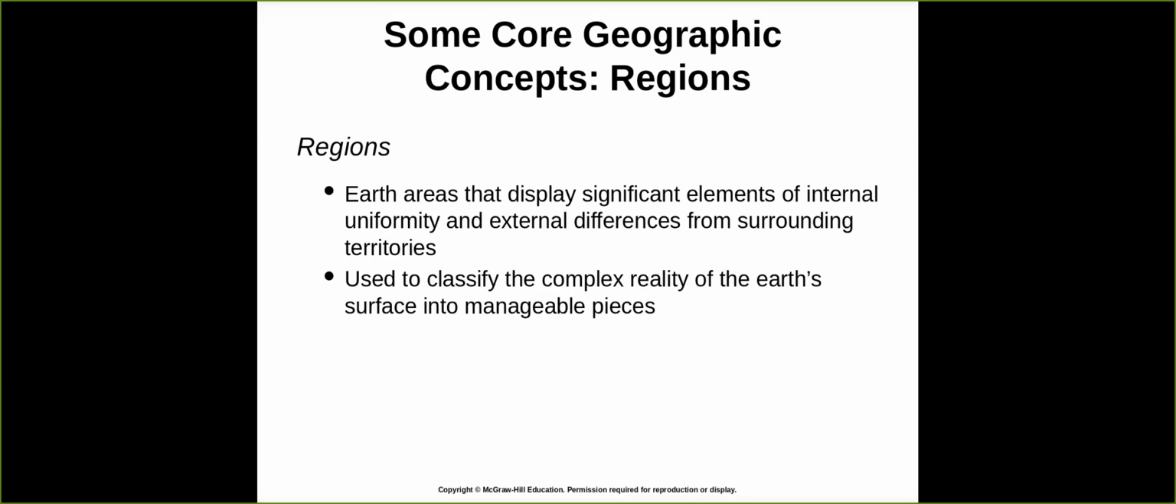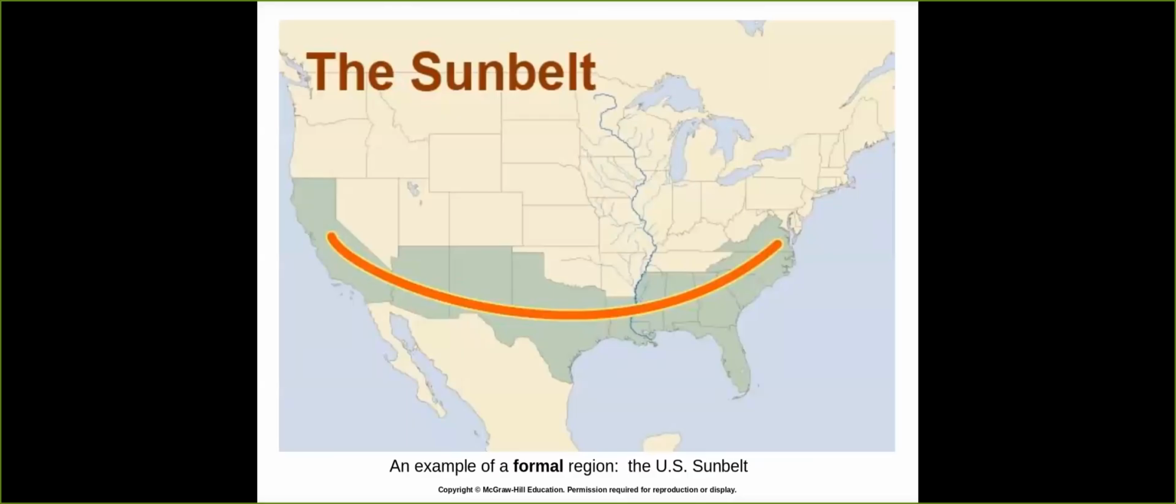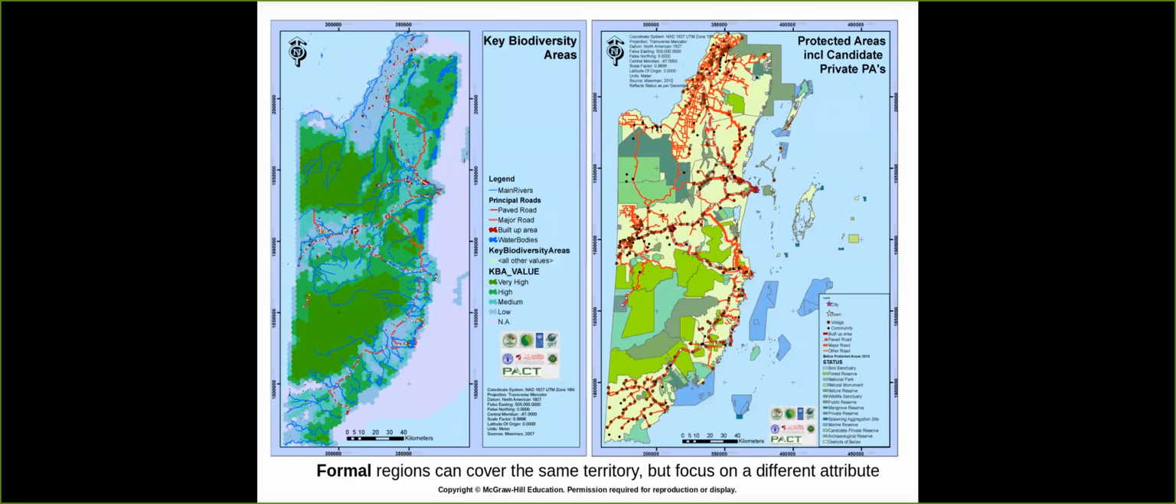So we use that to break down the surface of the Earth and what's going on with these different processes, to make this complexity more easy to digest and understand. We've got a couple different types of regions: formal, functional, and perceptual. Here's a formal region example, the Sun Belt. Okay, here's another couple of examples.